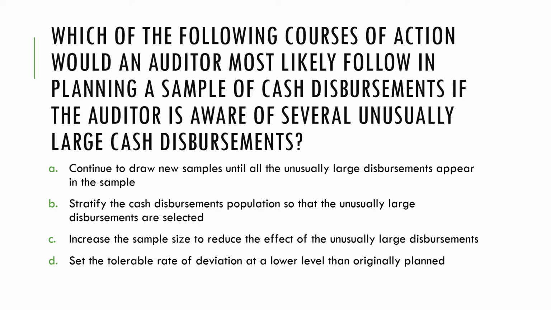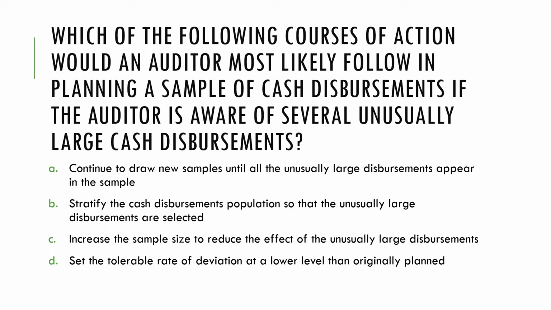Next question. Which of the following courses of action would an auditor most likely follow in planning a sample of cash disbursements if the auditor is aware of several unusually large cash disbursements? Okay, so what is the concern of the auditor? Several unusually large cash disbursements.